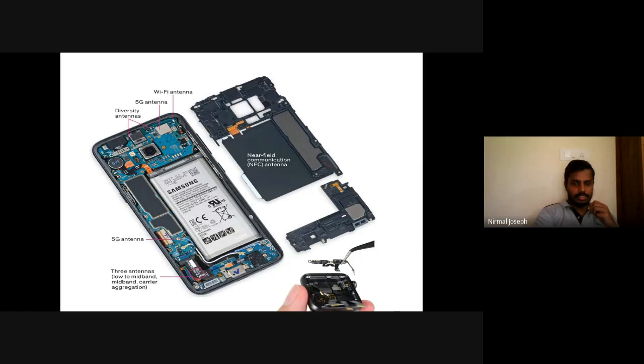You are already using these kinds of antennas. At least your phone will have this Wi-Fi antenna and a 3G antenna, as all phones are 3G phones right now. And these antennas will also be there: diversity antennas and the low to mid band and carrier aggregation antennas. These three antennas will be there in every smartphone now.